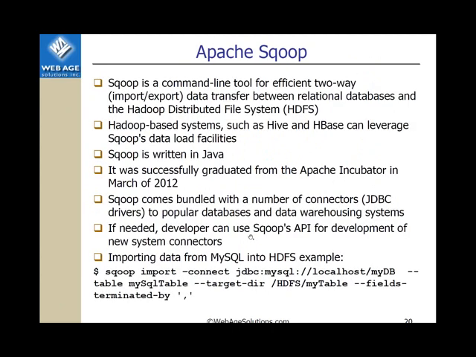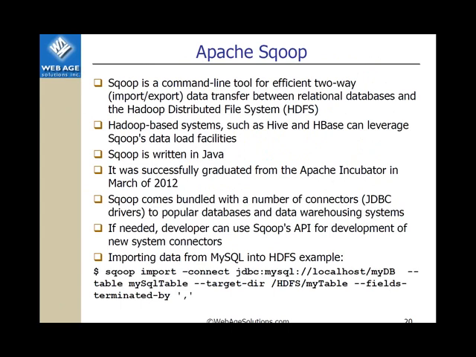So Sqoop is a command line tool. Pretty much all the tools are written in Java. That's a common language. Sqoop is pretty straightforward. Essentially, it allows you to effectively move data between your RDBMS, whether it's Oracle or Microsoft SQL, and Hadoop, and back. Import-export type of operation. They come with JDBC drivers. Pretty much all the popular databases are already provided for.